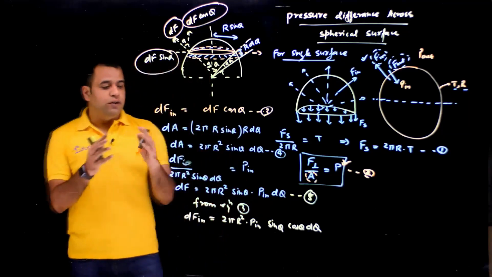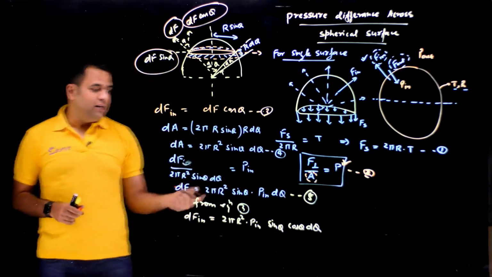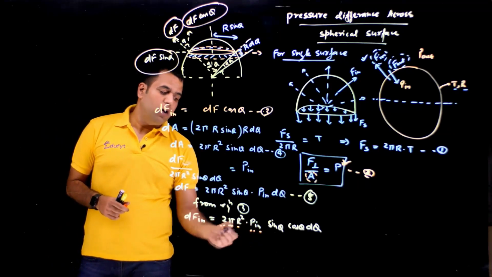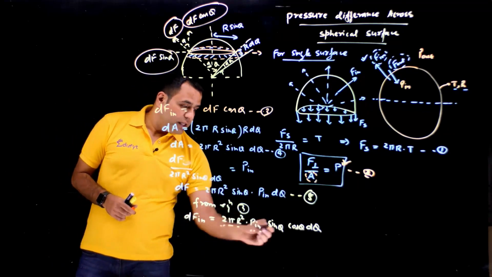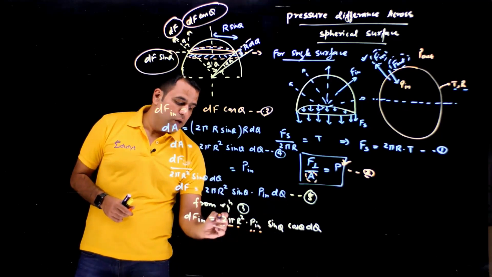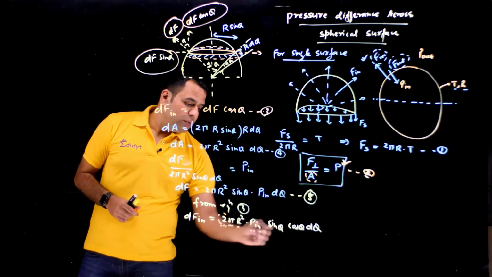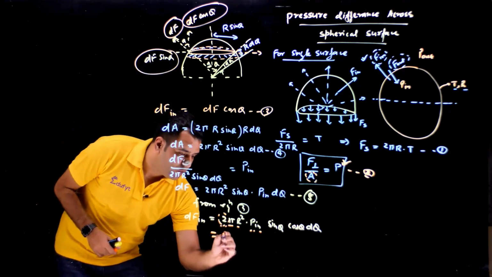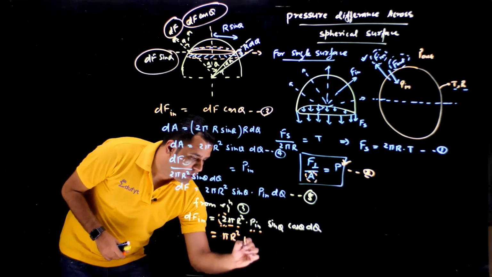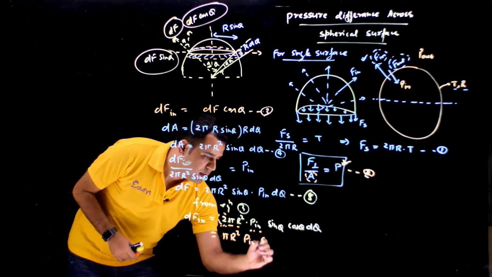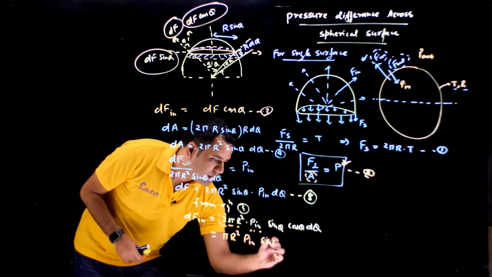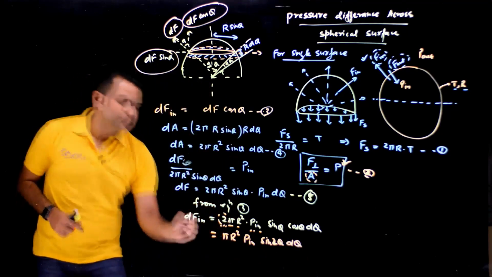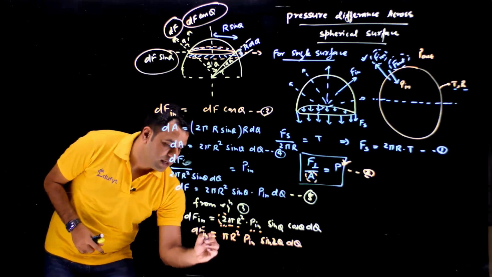So all we have to do is integrate that thing. When we integrate with respect to theta, 2 pi r square will not be changing, P in will not be changing. And this thing, sine theta and cos theta, we can take 2 from here, so 2 multiplied with sine theta cos theta will give you sine 2 theta. So this whole value will become pi r square into P in sine 2 theta d theta. This will be dF in.